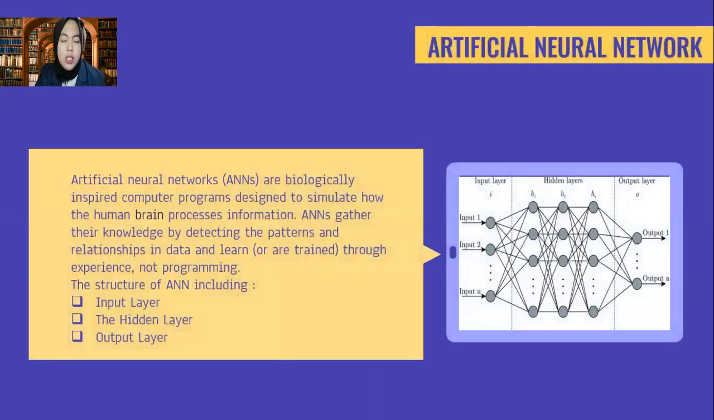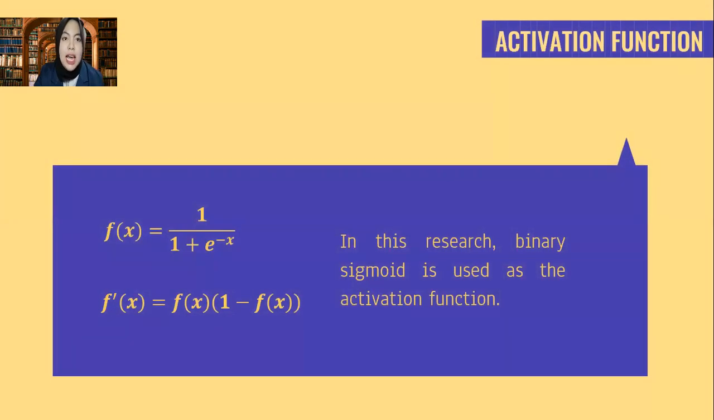So what is an artificial neural network? Artificial neural networks are biologically inspired computer programs designed to simulate how the human brain processes information. They gather their knowledge by detecting patterns and relationships in data, and they are trained through experience. The structure of an ANN, as you can see in the picture, is first the input layer, then hidden layers, and after that the output layer. The activation function that I use in this research is the binary sigmoid.